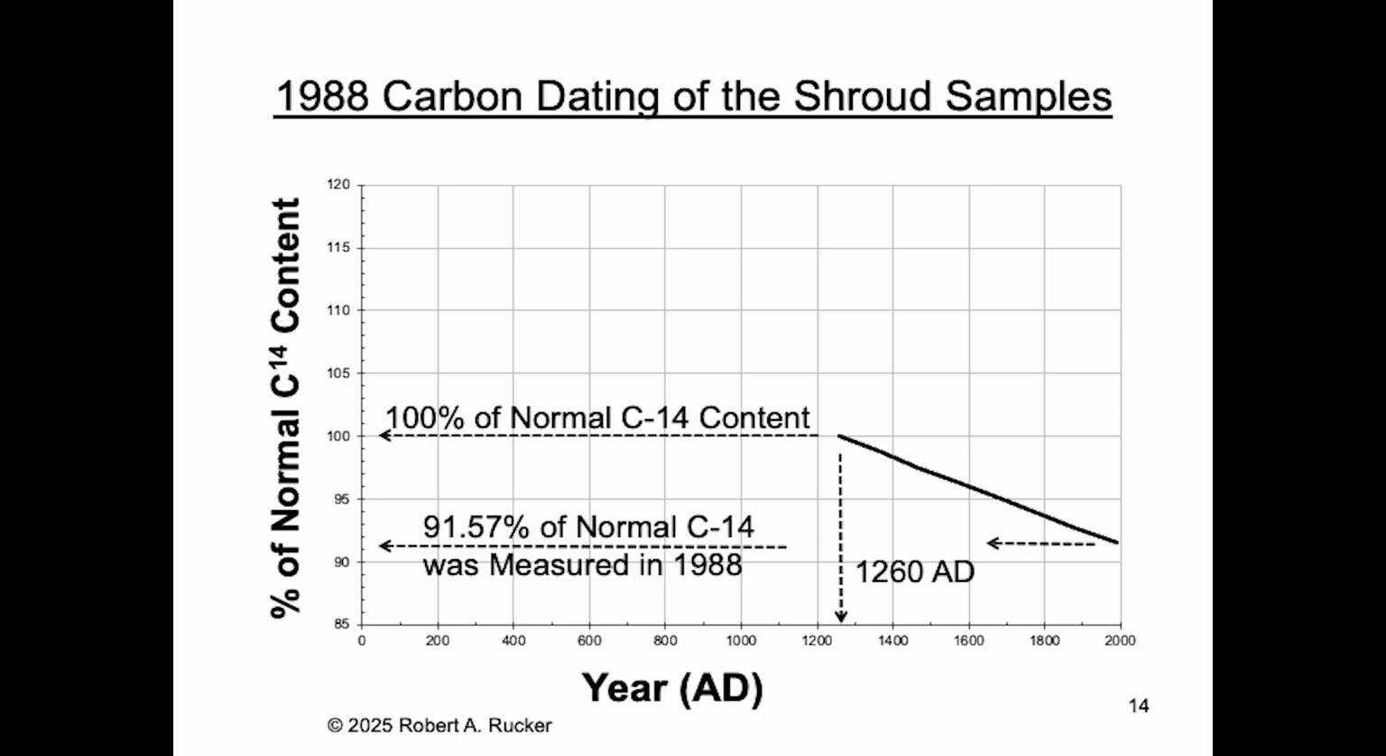And so, as 95% of the scientists are naturalists, you can't go over 100%. So that when they measured 91.57% of normal 100% carbon-14 that they measured in 1988, they projected it back. You can't go over 100, so bam, they bring this down. It's 1260, plus or minus 31. That's how they get the answer.